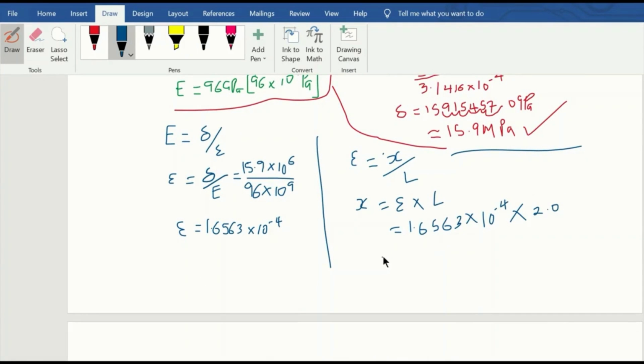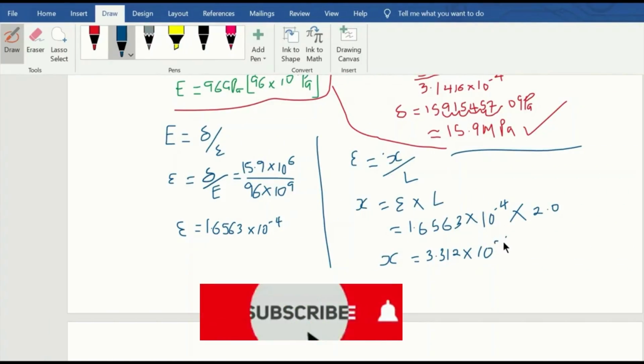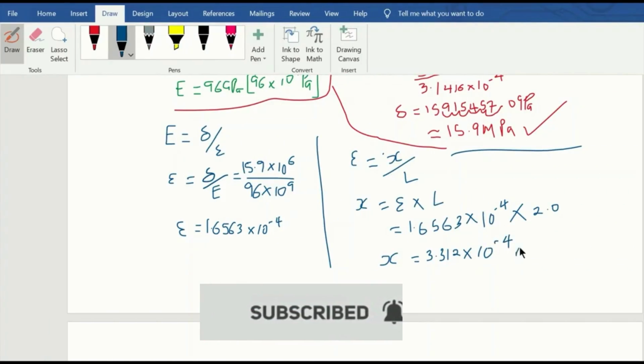All right, so therefore the extension of the rod, when we multiply 1.6563 times 10 to the minus 4 times 2, will give us 3.3125 times 10 to the minus 4 meters. So that is the extension of the rod. So this is our final answer.